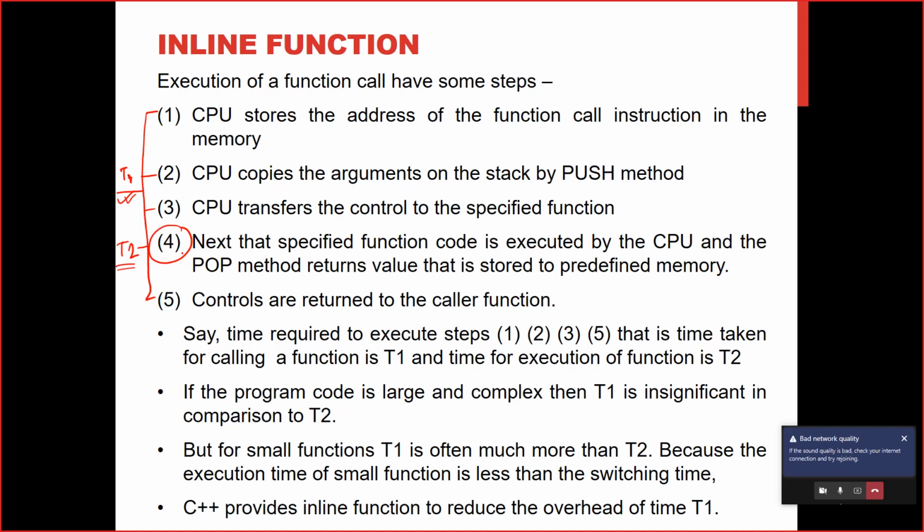But if the function is small, then this is overhead. Say you have a function of 10,000 lines of code, and you need to call it just once. Then it will execute 10,000 instructions at a time and then return, so T2 is much larger than T1. But say you have a function with 3 lines of code, and this function is called 10,000 times. Just the reverse condition: for a small function, this T1, that means calling, returning, push and pop, everything, will take much more time than the actual time taken for execution.